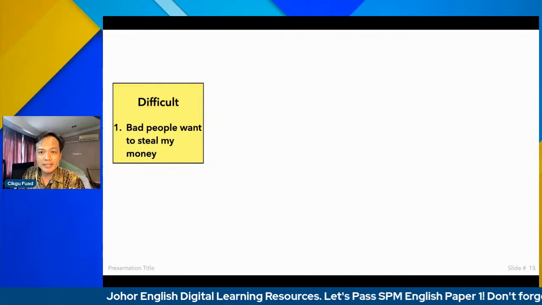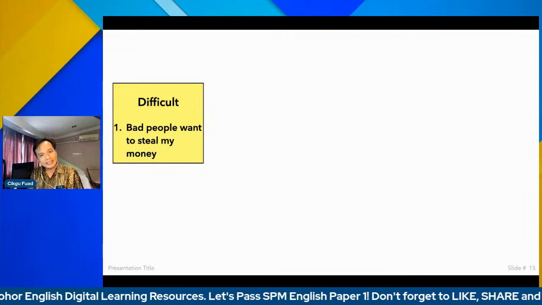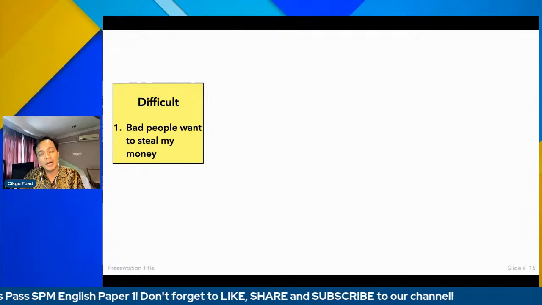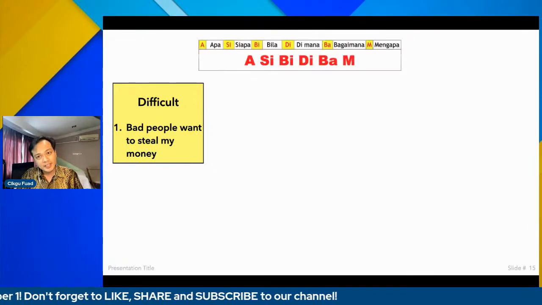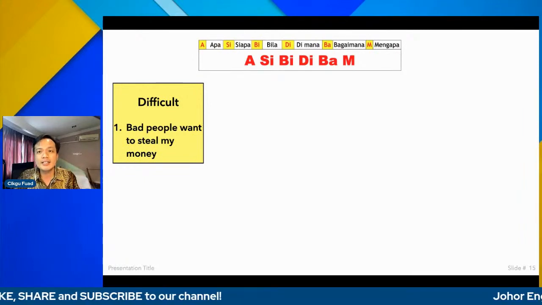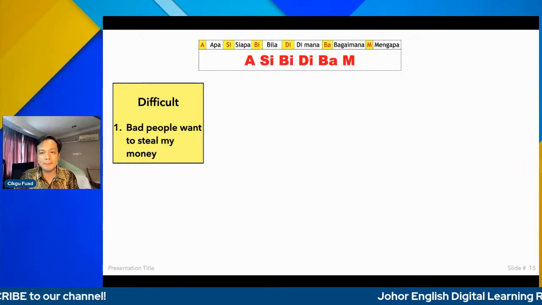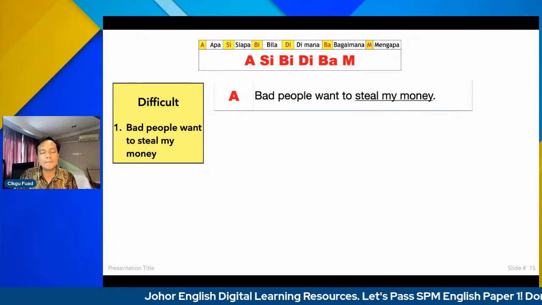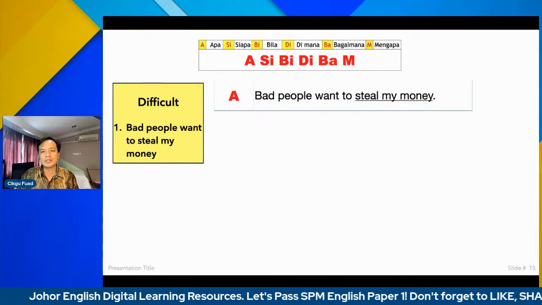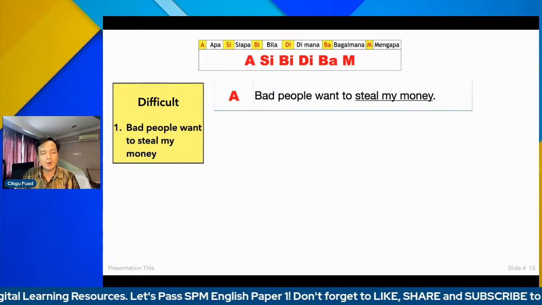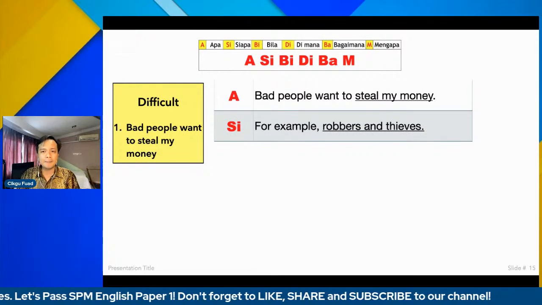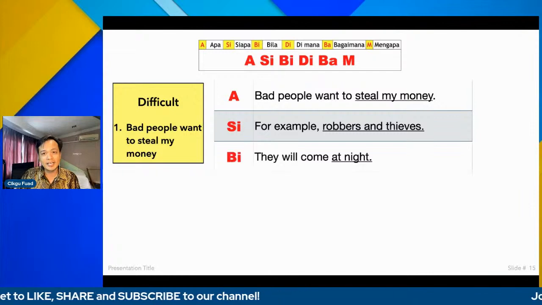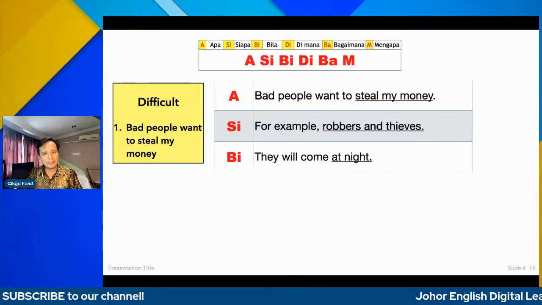Now let us look at the difficulty. Bad people want to steal my money. I'm using very simple sentences and very simple words so that my students do not get confused. Now let us look at the formula. RCBDBAM. Again, apa? What is the danger? What is the difficulty? Difficult because bad people want to steal my money. Who wants to steal? For example, robbers and thieves. And then when will they come? When will they rob?